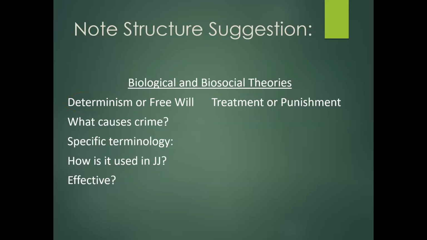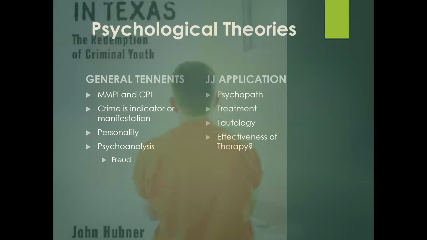And then are those treatments effective? Right? So psychological theories started a little bit before the 50s, but we test with a couple of things. We test with the MMPI and the CPI. MMPI is the Minnesota Multiphasic Personality Inventory or something like that. And this is where we're saying that crime is a symptom.